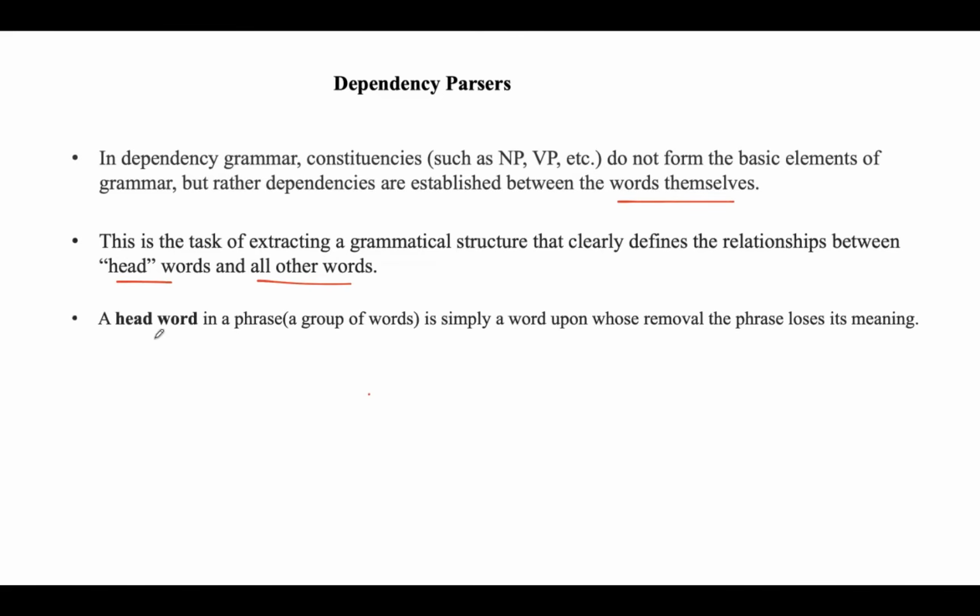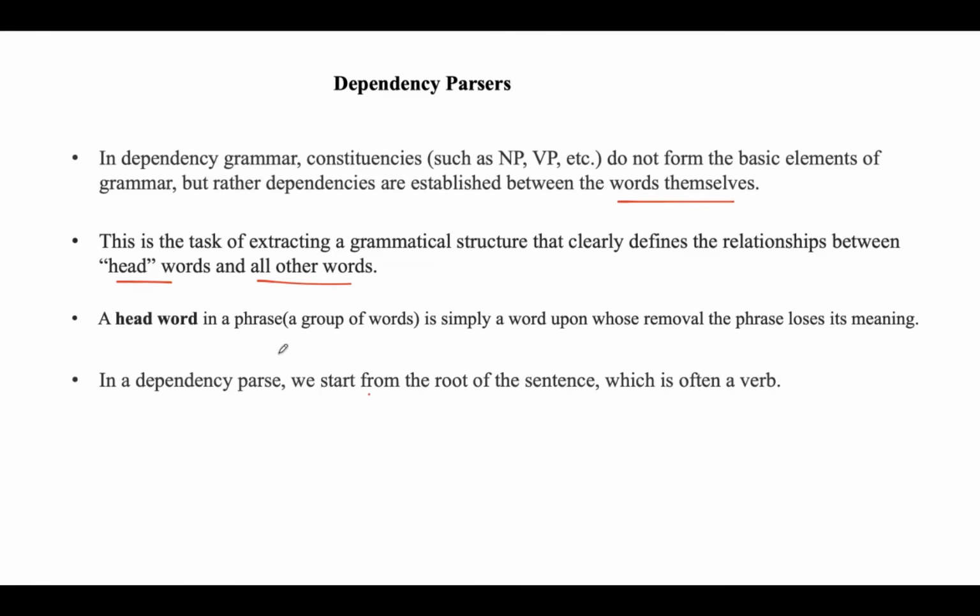What is meant by this head word? A head word in a phrase is nothing but a word upon whose removal the phrase loses its meaning. We can say that this is the most important word, whose existence is very important. Without that, there is no meaning for the sentence. So that word is considered the head word.